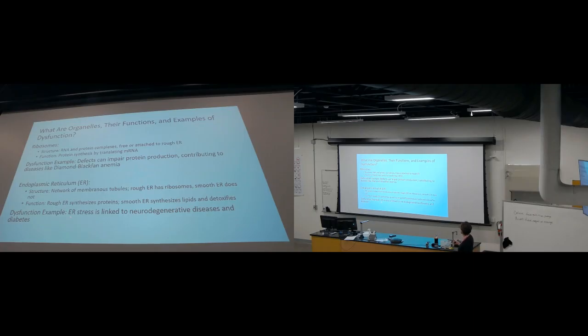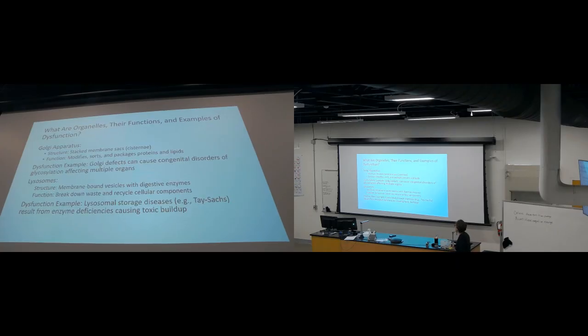So, examples of endoplasmic reticulum stress. Well, it can lead to neurodegenerative diseases and diabetes. Golgi apparatus. In Golgi, similarly as for rough ER, we have tubules of membranes that actually are called cisternae or sacs. And this one is the center where the recently translated proteins from the rough ER go and are sorted out to know where they're supposed to go.